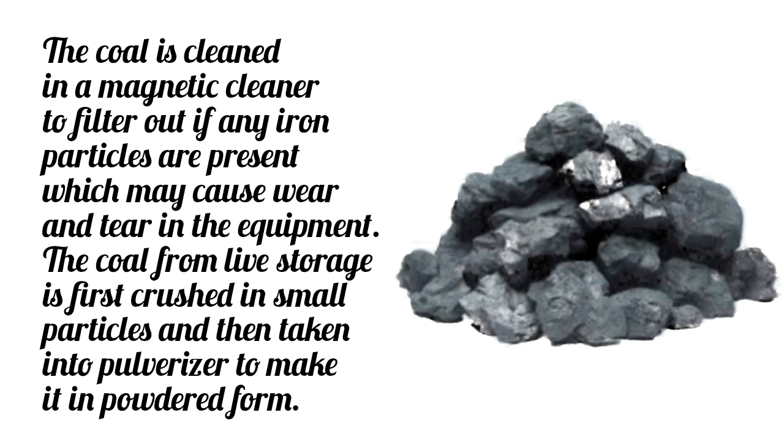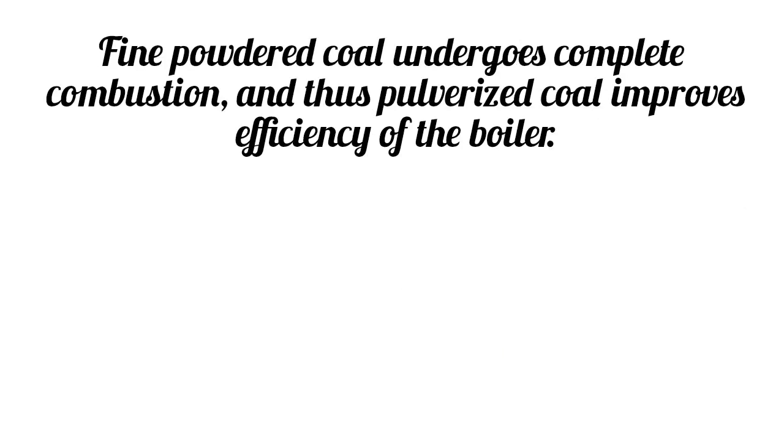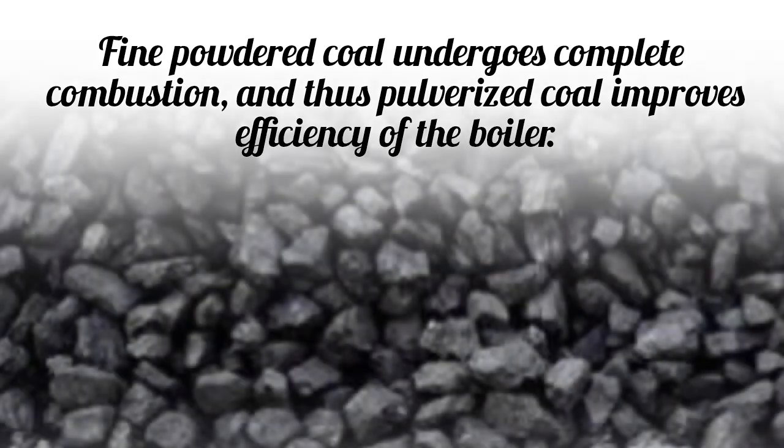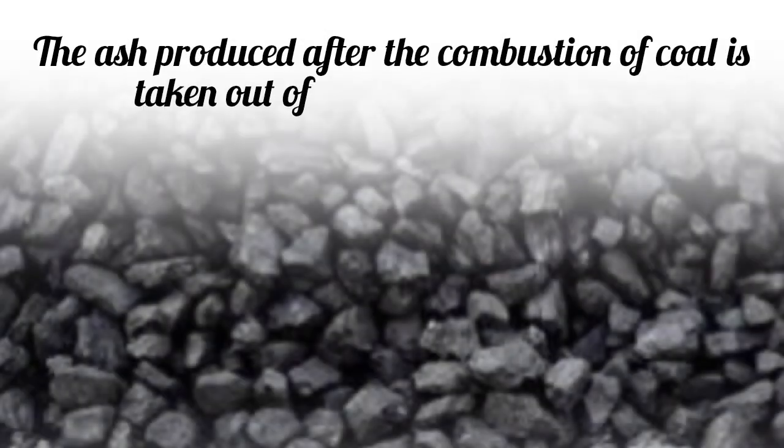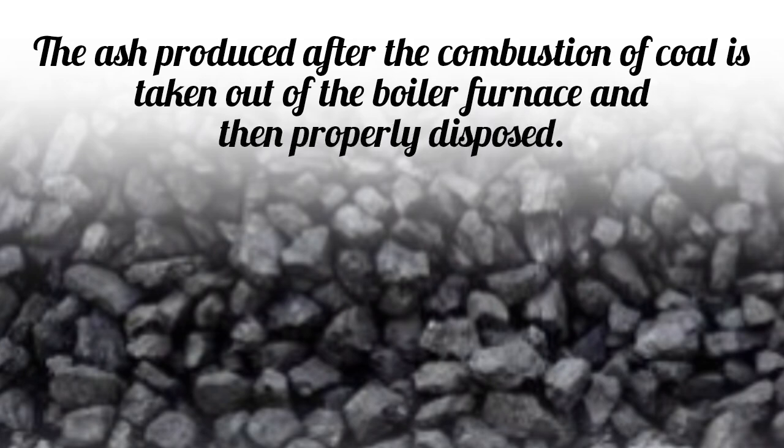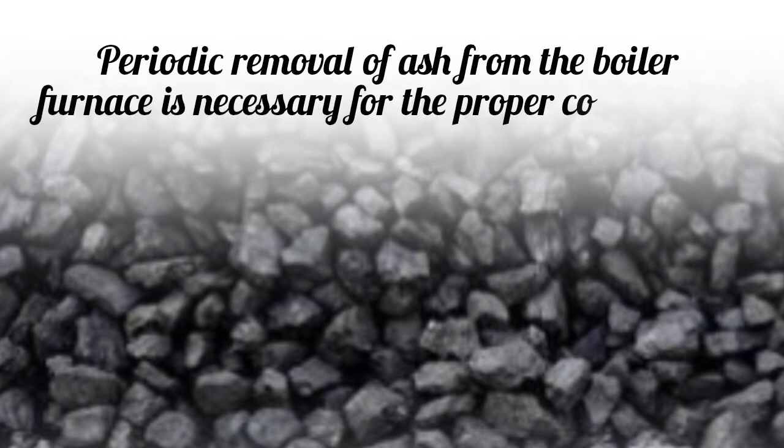The coal from live storage is first crushed into small particles and then taken into a pulverizer to make it powdered. Fine powdered coal undergoes complete combustion, and thus pulverized coal improves the efficiency of the boiler. The ash produced after the combustion of coal is taken out of the boiler furnace and then properly disposed of. Periodic removal of ash from the boiler furnace is necessary for proper combustion.